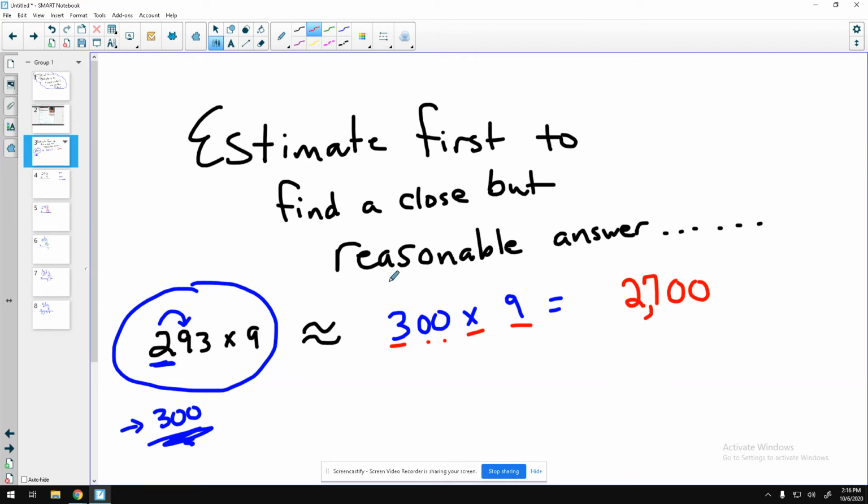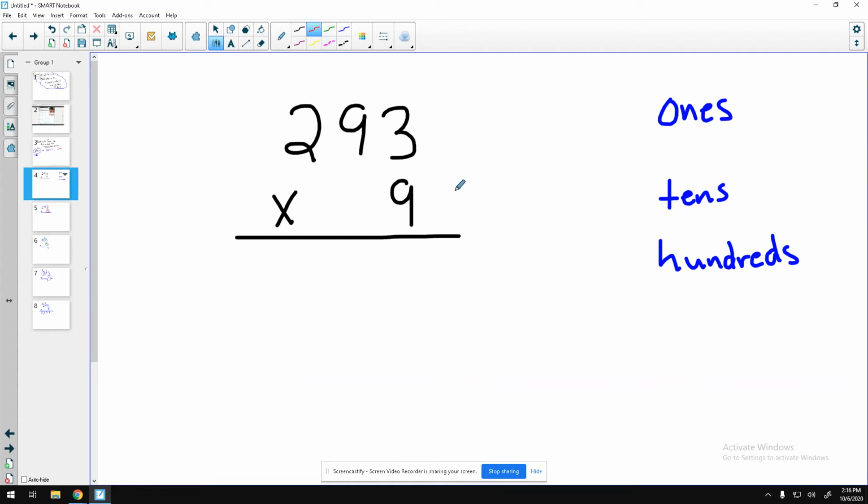But they want the exact answer. So you know what Mr. Allen's about to do? Bang, bang. We are going through one-digit multiplication. So first we're going to start with the ones, which is the 3 and the 9. Then we're going to do the tens place, which is the 9. And then we're going to do the hundreds place, which is the 2.